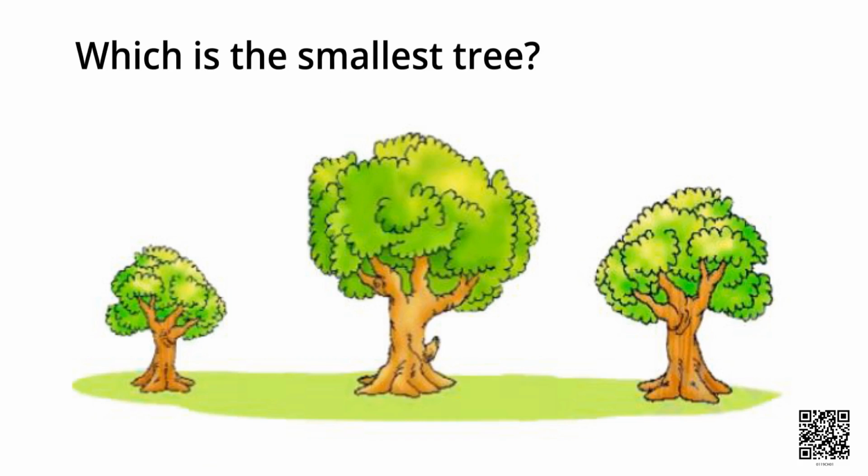Okay, now look at these pictures. What do you see? Trees, ma'am? Yes. Dear children, these are trees. Look carefully. So, which is the smallest tree among these three? The first one, the middle one, or the last one? Which is the smallest tree? Look carefully. The first one, ma'am. The first one is the smallest. Very good. Well done. The first one is the smallest tree.